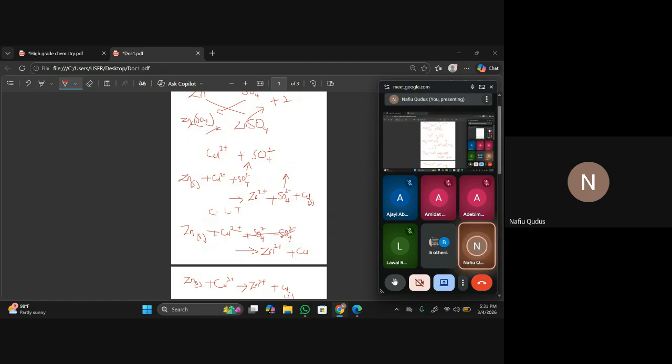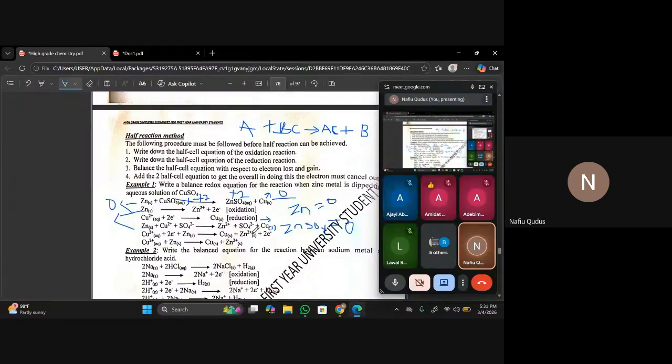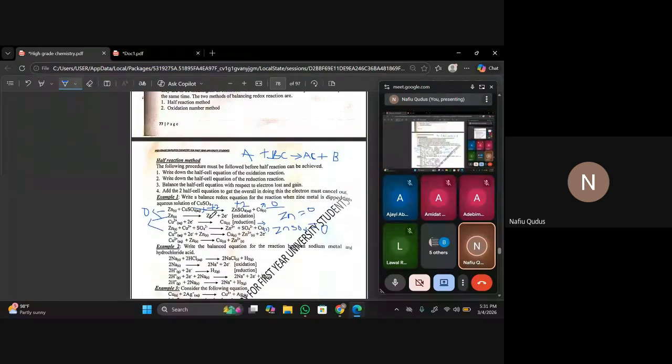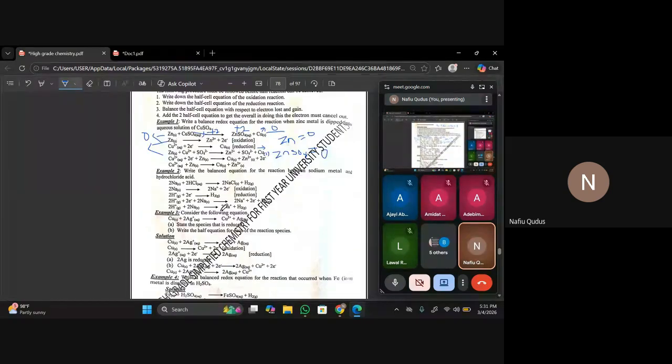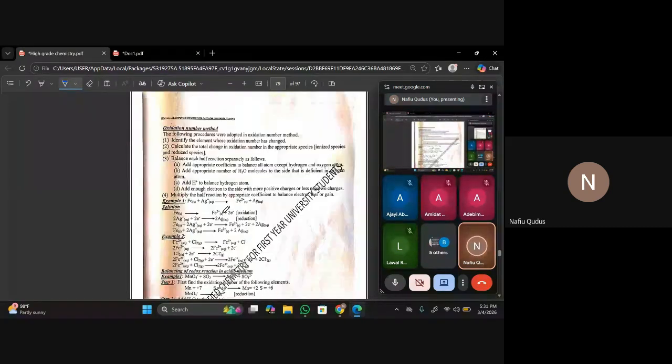Are we done? Okay, fine. So that's how we go about the half reaction method. But now let's quickly move to the oxidation number method. This is where we are actually going. Oxidation number method. So how do we go about it?